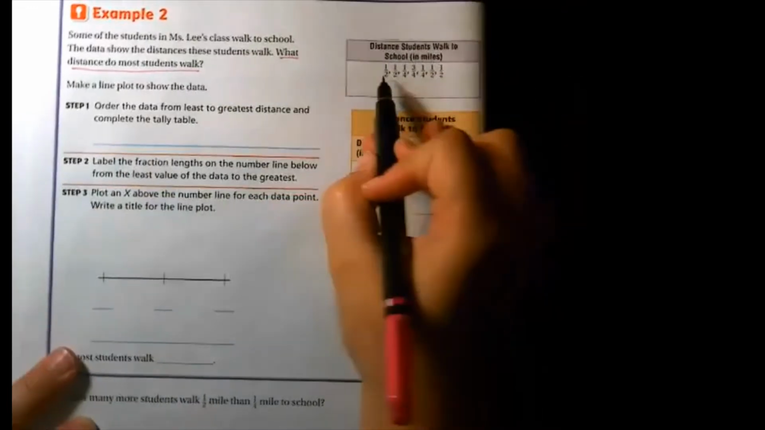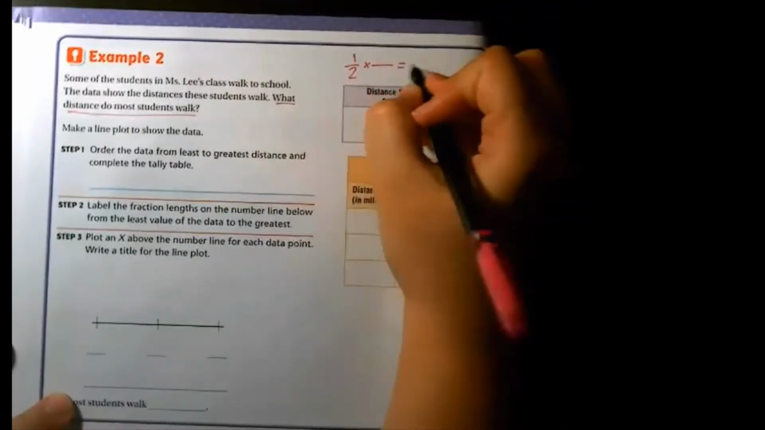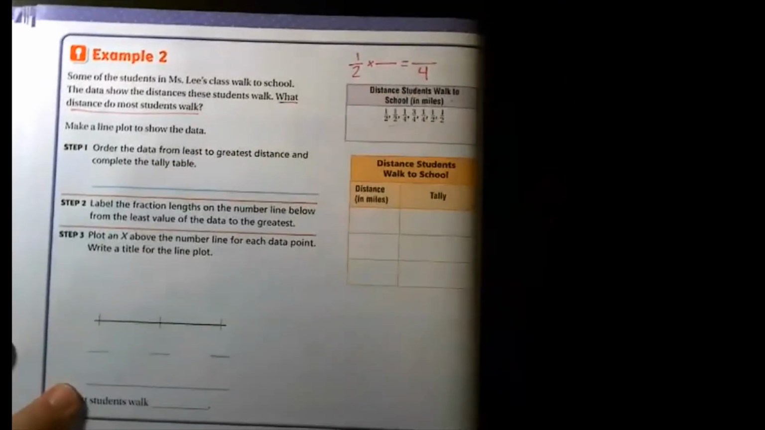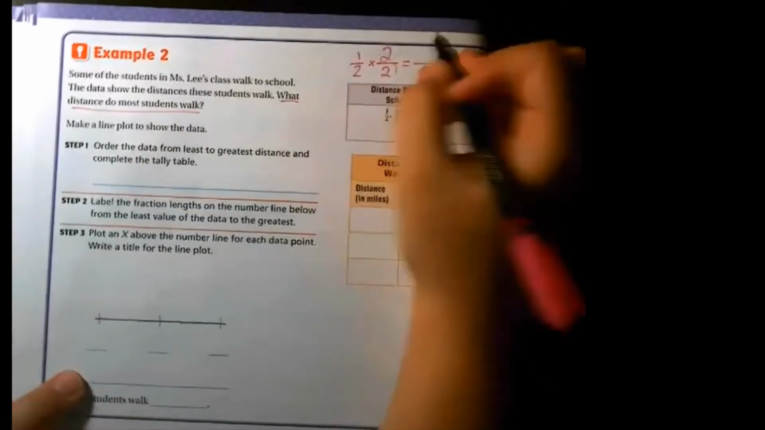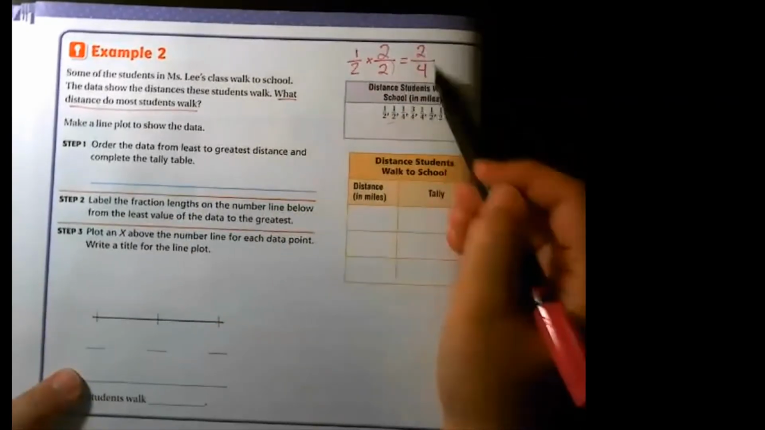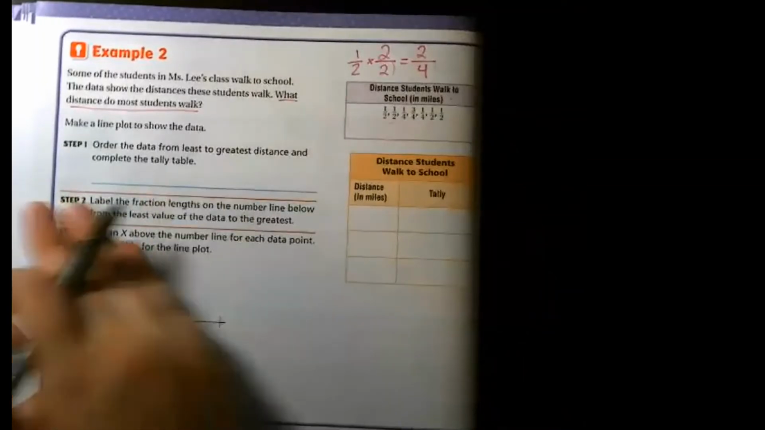So I know that a 2 can make a 4, so I'm going to take my 1/2, and I'm going to say I want to multiply it by something to get a 4 on the bottom. What would I multiply it by to get a 4 on the bottom of my new fraction? Good, 2. If I'm going to multiply the bottom by 2, I have to multiply the top by 2. So I would do 1 times 2 is 2. So 1/2 is the same thing as 2/4. And I'll need this information when I am, again, ordering from least to greatest.